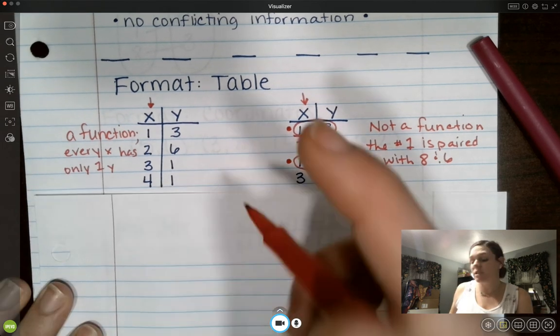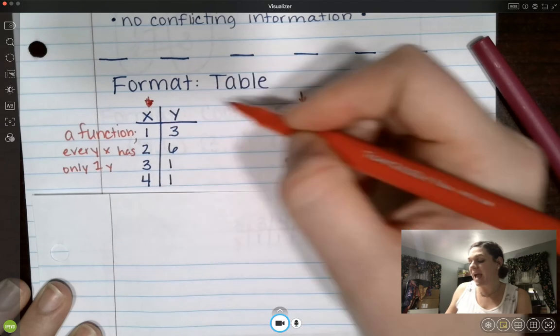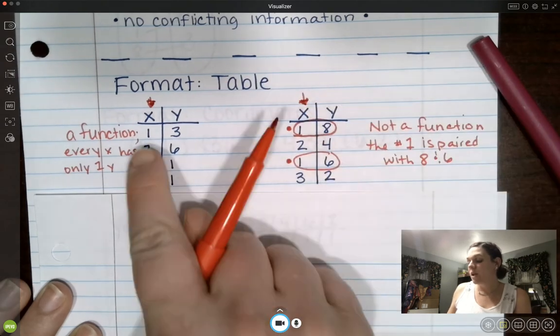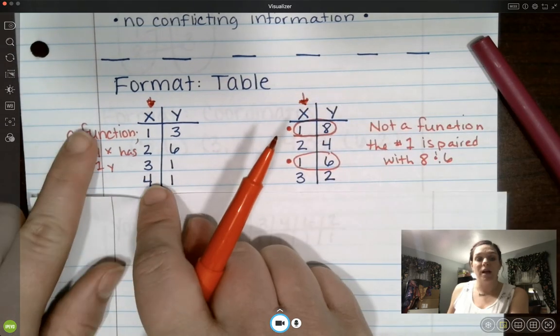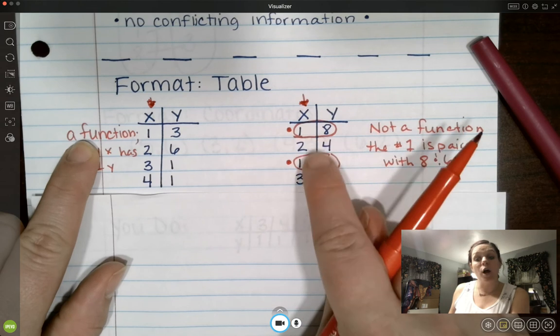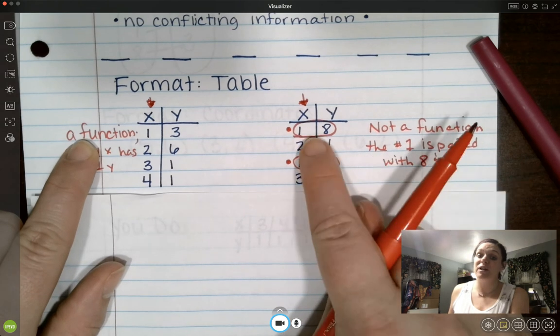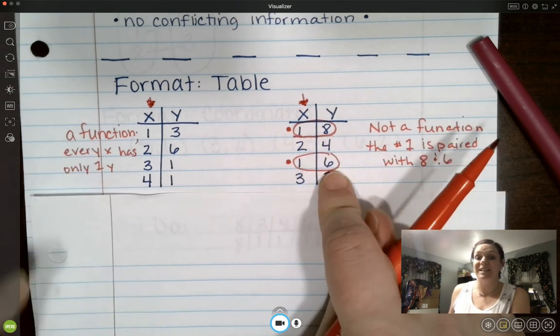So please understand, you're analyzing the X column first. If there's no repeats, I'm a function. If there are repeats, I'm not a function if I have conflicting data.